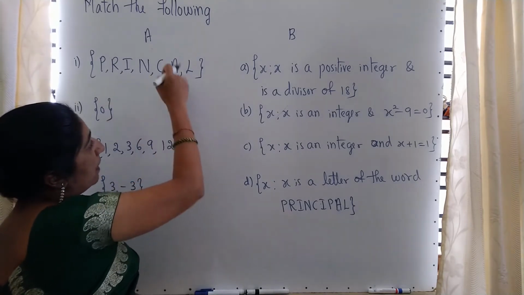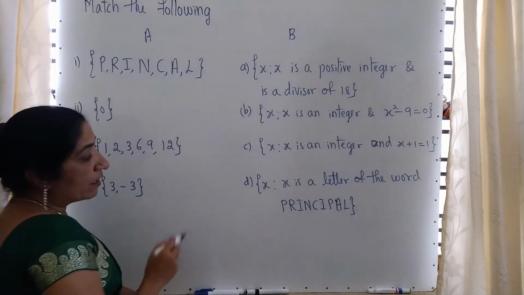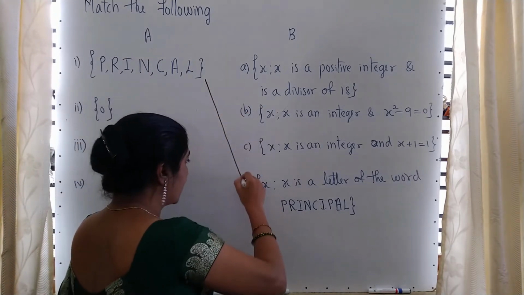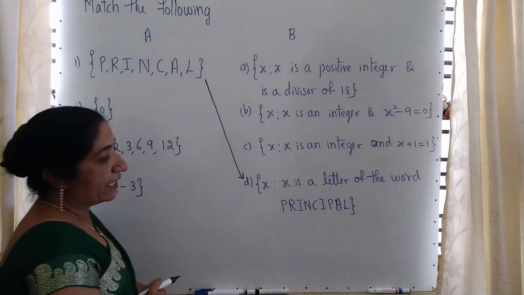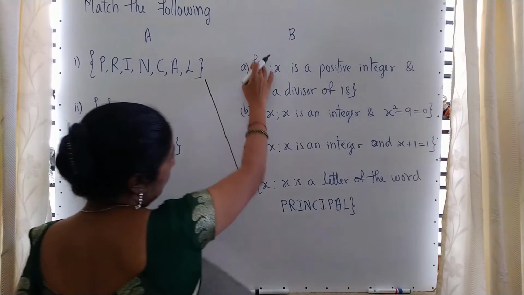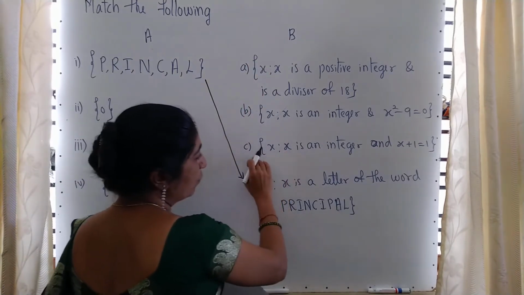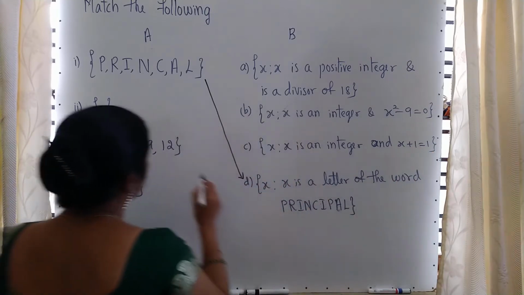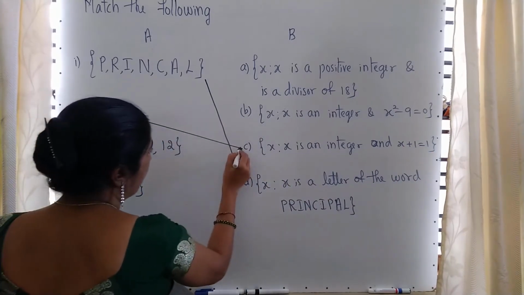The letters PRINCAL are written using commas. By seeing this only, without thinking, you can say that it is matching with D. X is a letter of the word principal. Then the second one is 0. See, three are remaining. Out of three, if you solve the third one, x plus 1 is equal to 1, then what is x? X is 0. So the second one is tallying with C.